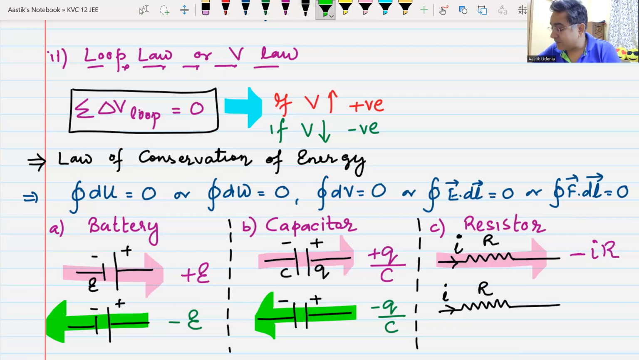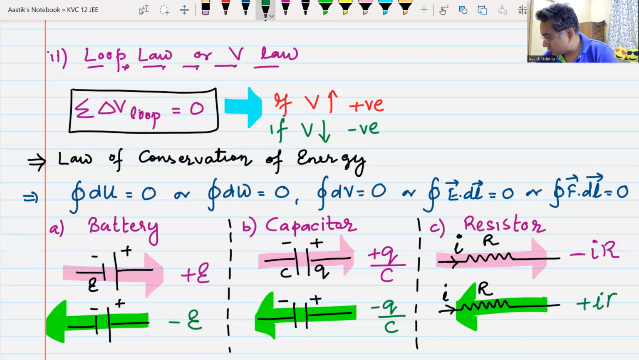If you are moving opposite to the direction of current, do we understand what I am saying here, or is it going above our head? So if you are moving opposite to the direction of current, the potential drop, which is I into R, will be taken as positive. Now you can start your Xerox machines and Xerox what is there on the board.